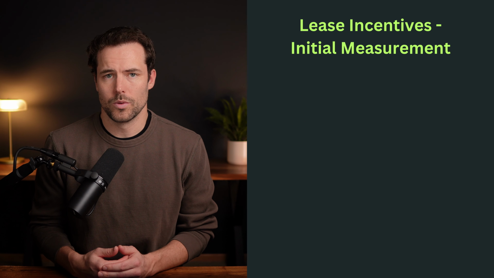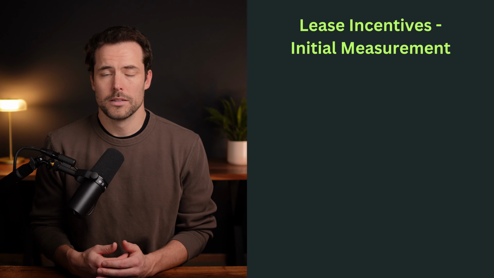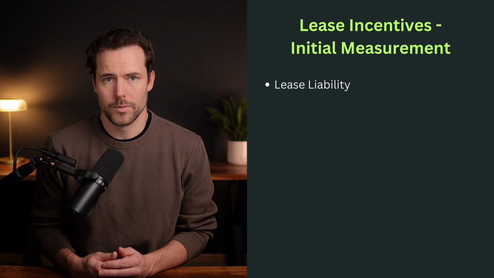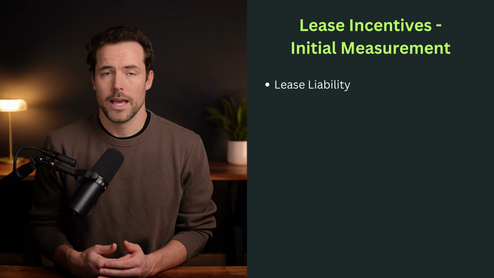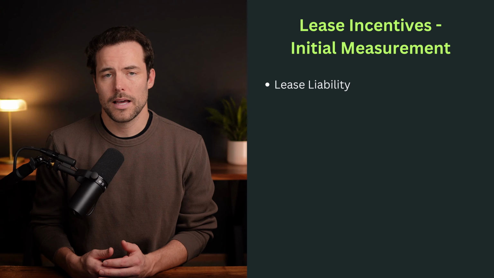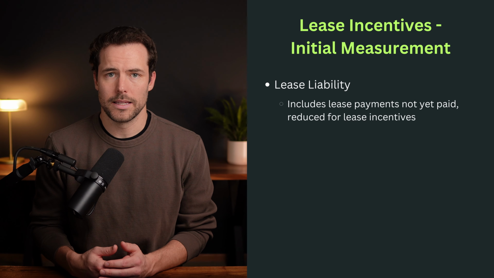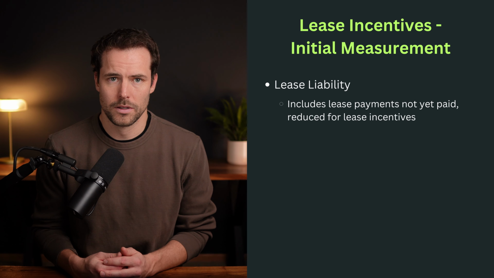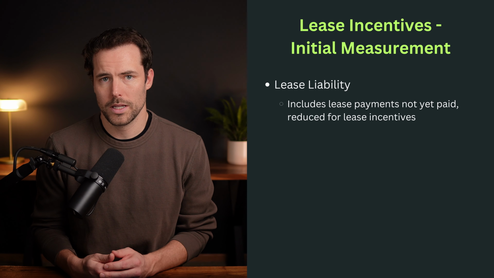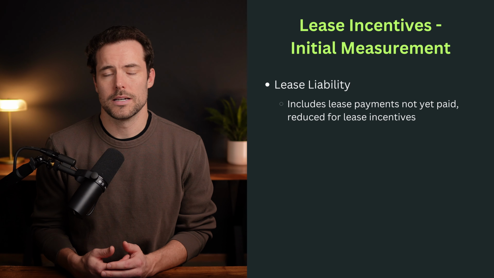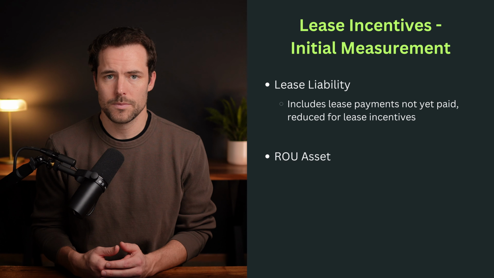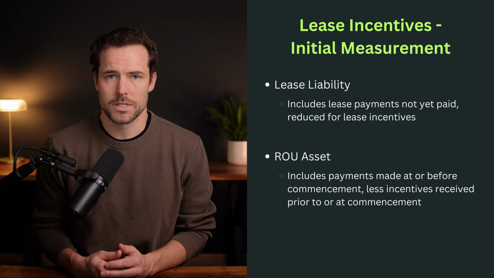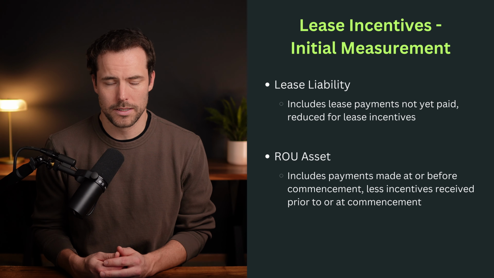So let's wrap this up with one more look at the standard. Paragraph 842-20-30-1 describes initial measurement for a lessee. We recognize a lease liability and a right of use asset, and relevant to lease incentives, that liability is based on lease payments not yet paid, which are reduced by lease incentives we expect to receive. And paragraph 842-20-30-5 tells us that the ROU asset includes lease payments made at or before commencement, less any lease incentives received prior to or on the commencement date.